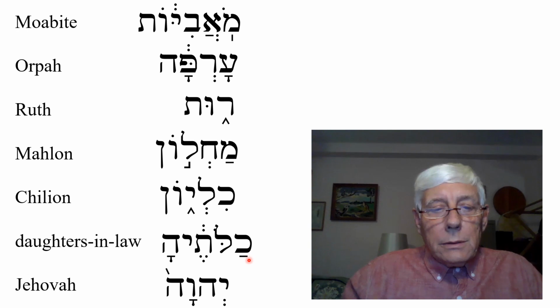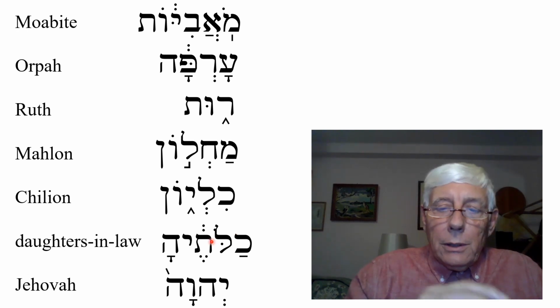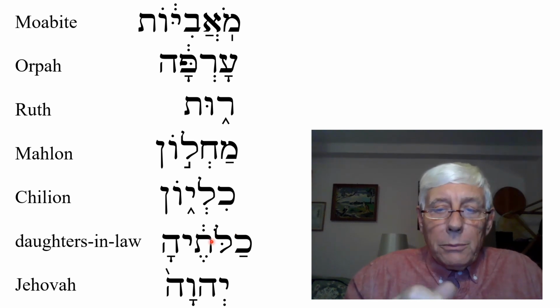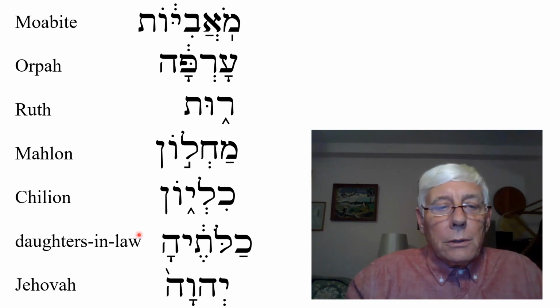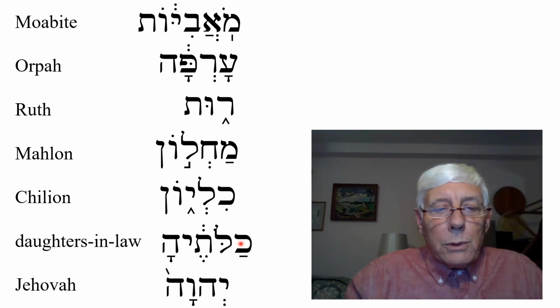Kallotecha, there's a holam here that's a little bit hard to see, but Kallotecha, these are the daughters-in-law. And it's derived from a Hebrew root, kol, the ones that fulfill a family, the ones that make a family complete. So the role of the daughter-in-law is to make a family complete. So that's what the root of this name means here, Kallotecha. Actually, it's her daughters-in-law.